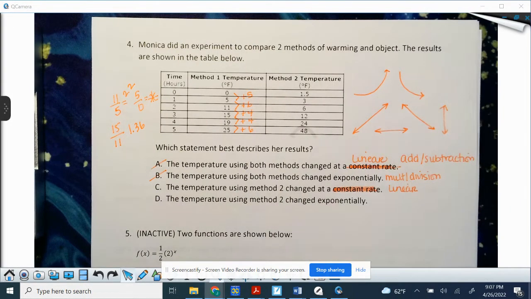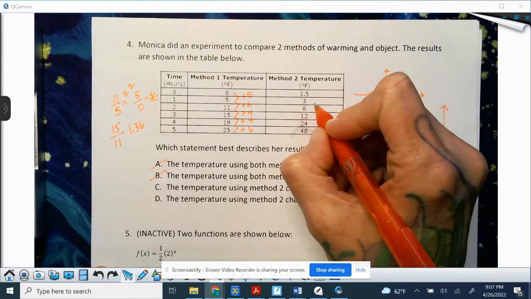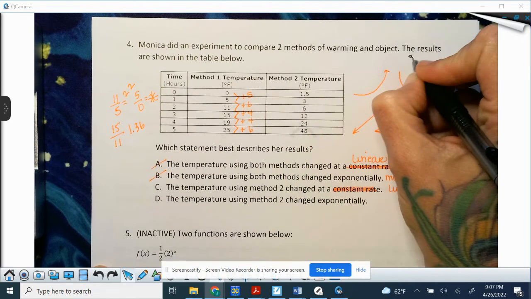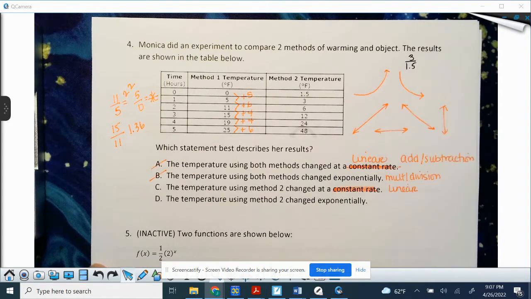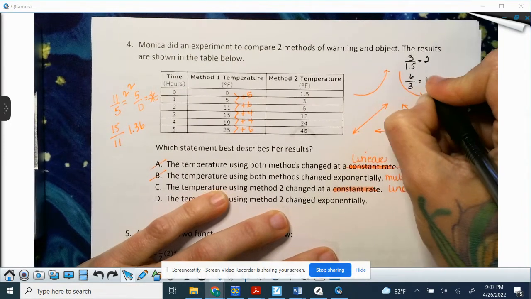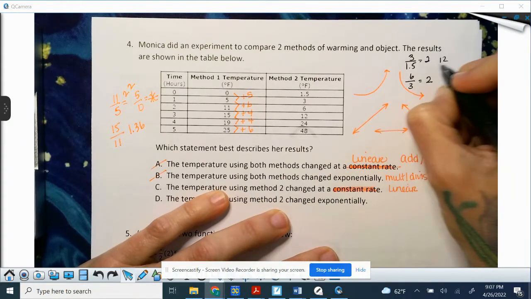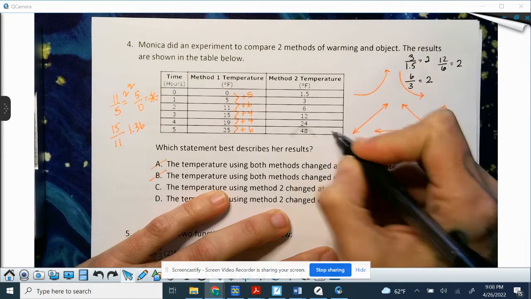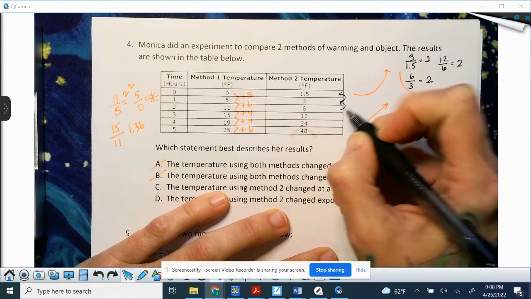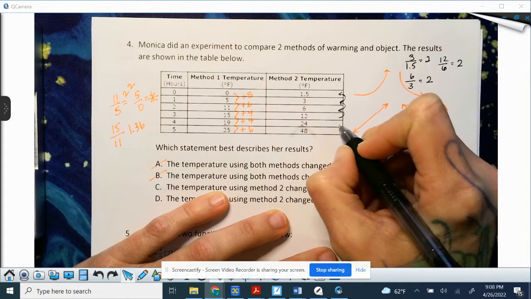So looking at method 2, 1.5 to 3. Again, let's take 3 and divide it by 1.5 in our calculator. 3 divided by 1.5 is 2. 6 divided by 3 is also 2. 12 divided by 6 is also 2. So I'm working backwards: 3 divided by 1.5, 6 divided by 3, 12 divided by 6, and we're getting a 2.